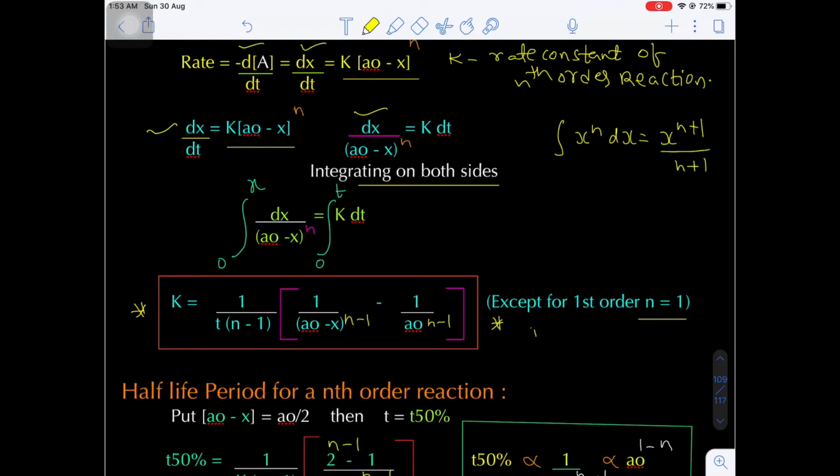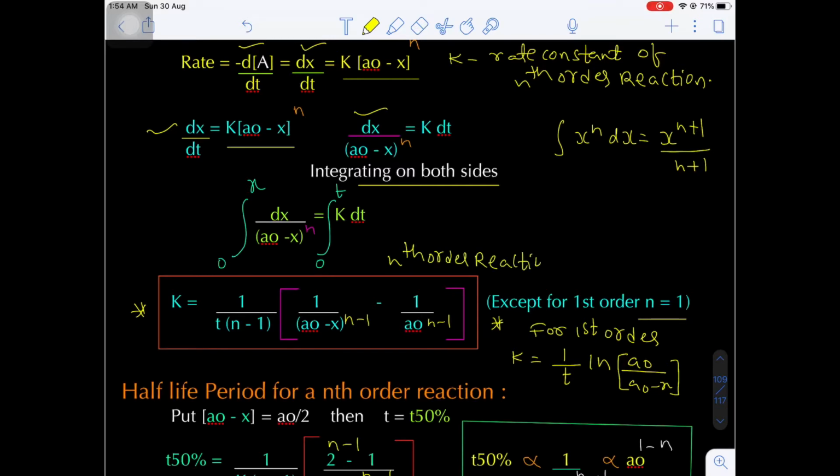For first order kinetics, k is equal to 1 by t ln of the initial concentration of reactant a naught divided by the concentration of reactant at time interval t, that is a naught minus x. This is for first order and the earlier expression is for nth order reaction. Are you getting my point?